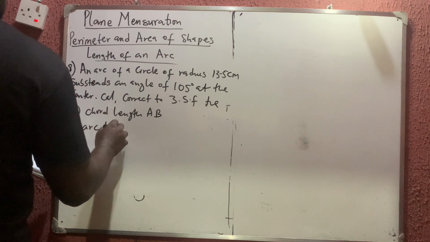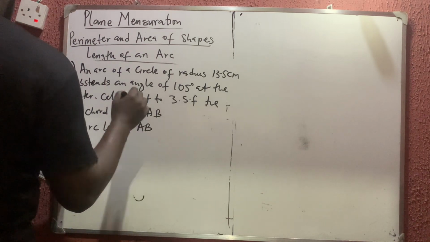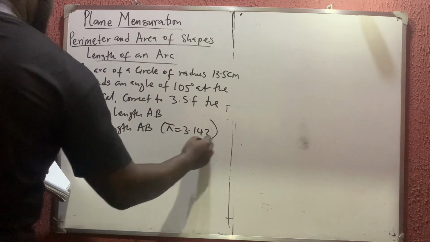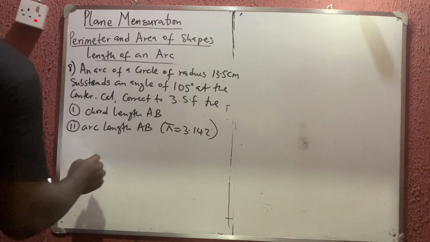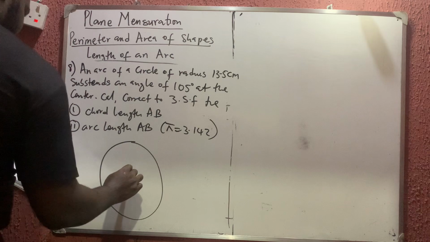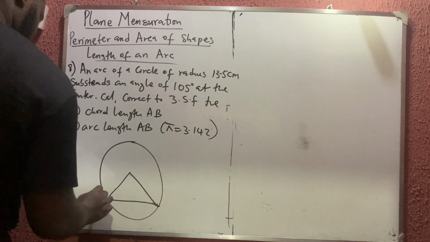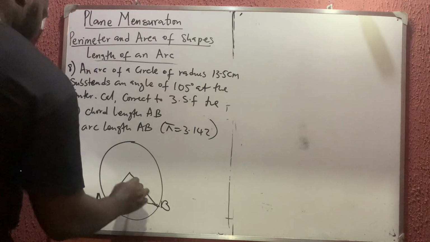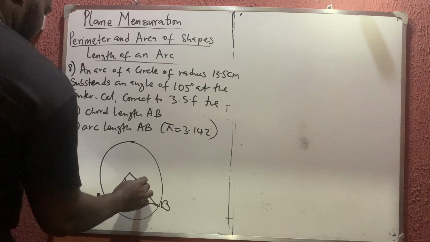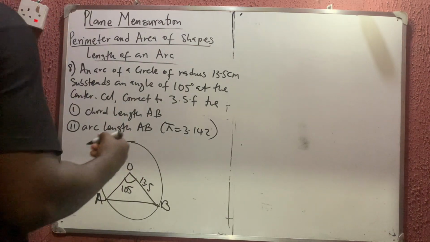Okay, they say we should take pi as 3.142. So they gave us the diagram. They say this is a circle, and we have a chord. So this is our A, B, and here they gave us 105, and here they say it's 13.5. Okay, so this is center O. So this is very simple.